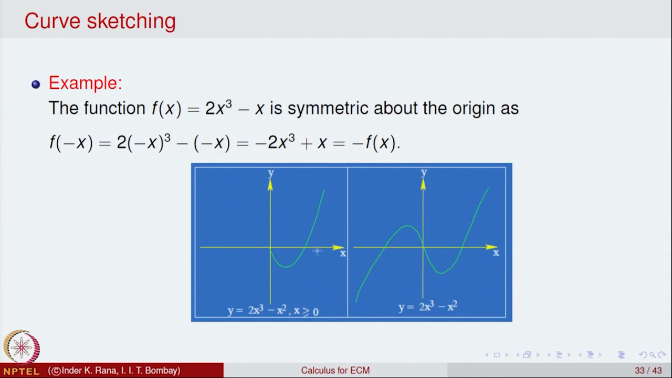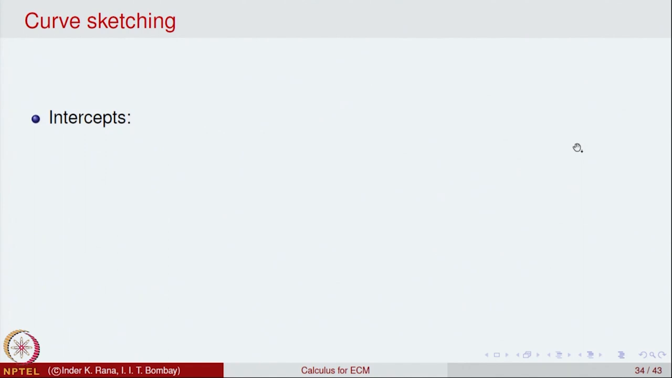If you know the graph on the positive side, to get the graph on the other side, you first reflect it, so you will get a graph like this, and then you reflect it down around the x axis, and you will get this part. So, this is the graph of the function. If you know it on the positive side, you know it on the whole of the x axis. So, even and odd functions are a useful concept.